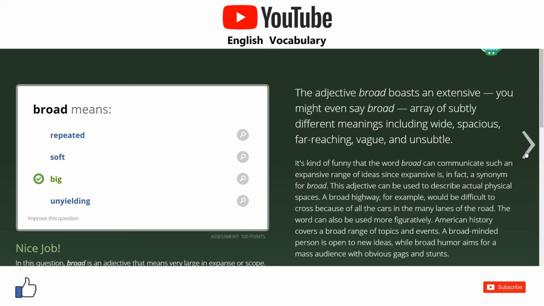This adjective can be used to describe actual physical spaces. A broad highway, for example, would be difficult to cross because of all the cars in the many lanes of the road. The word can also be used more figuratively. American history covers a broad range of topics and events. A broad-minded person is open to new ideas, while broad humor aims for a mass audience with obvious gags and stunts.